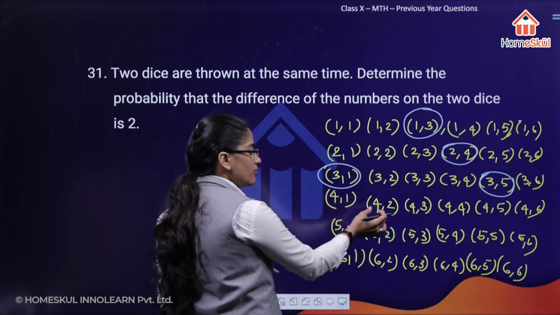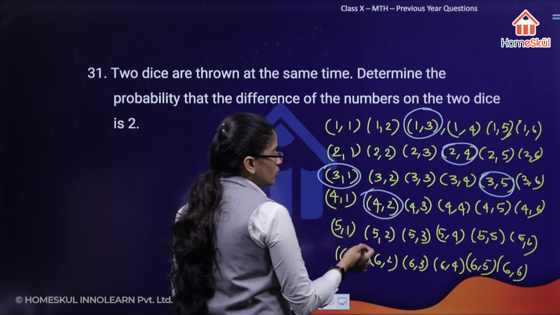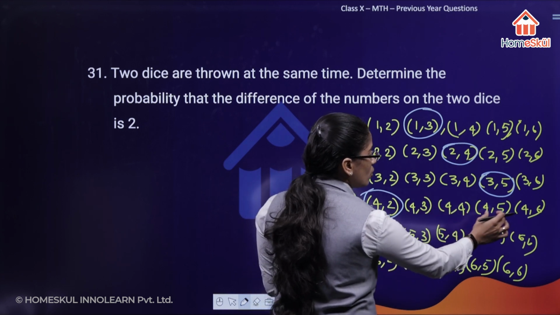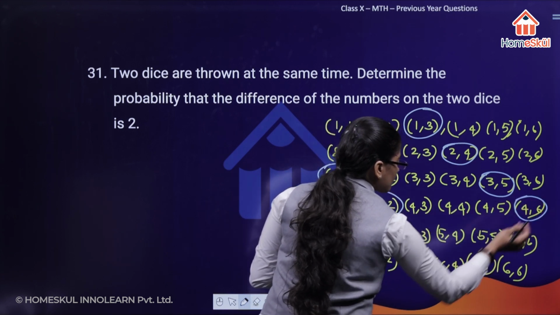4, 1 the difference is 3. 4, 2 difference is 2. 4, 3 difference is 1. Here it is 0, 1 and here it is 2, right?